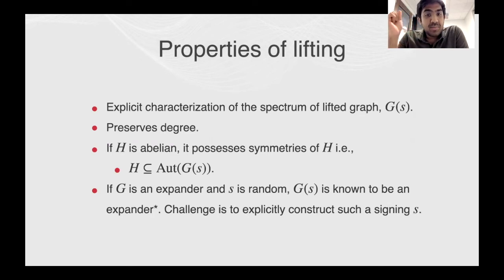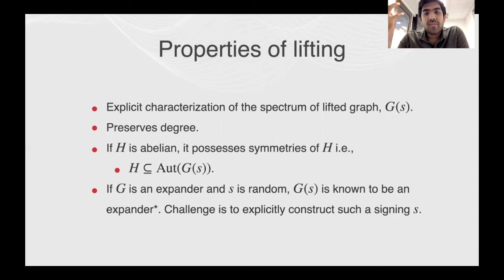Moreover, if H is abelian, then H acts on this. So H is a subgroup of the automorphism group of G of S, and H acts in the natural way where it permutes the L copies of a certain vertex. Right? So for each vertex you have L copies, and H acts as a permutation of those. And this is very useful for us because we want to construct such graphs. And roughly speaking, we'll get into the details of this.